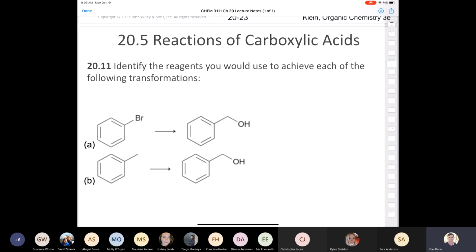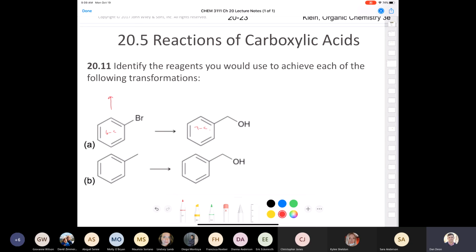Okay, well, with all that news in mind, and I know I've introduced quite a few new reactions this morning, how would we take bromobenzene and convert that into this compound called benzyl alcohol? And you can see the next reaction is taking toluene and converting it into benzyl alcohol. The way that we would do the first reaction is we're growing the carbon skeleton, right? We're going from something that has 6 carbons to something that has 7 carbons.